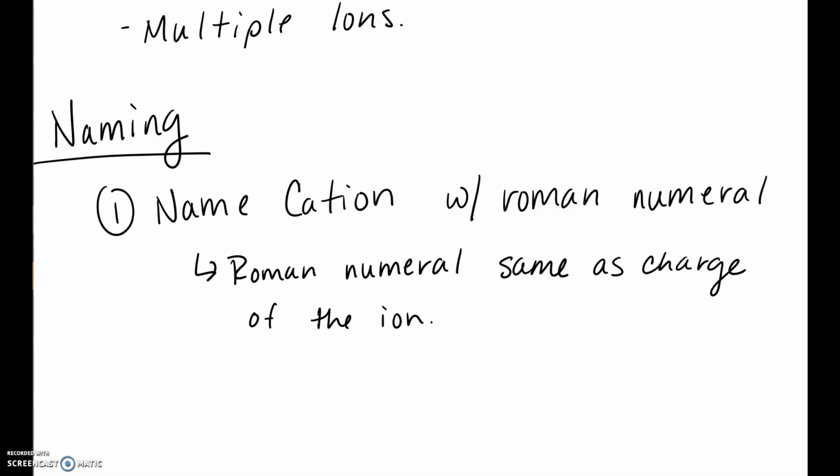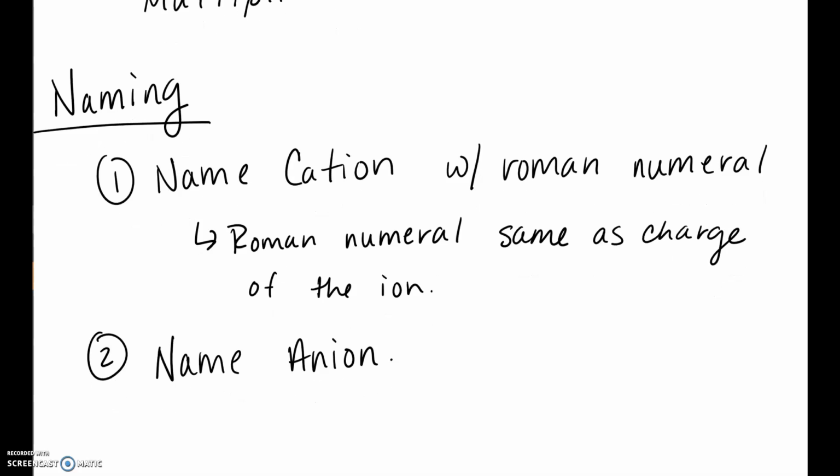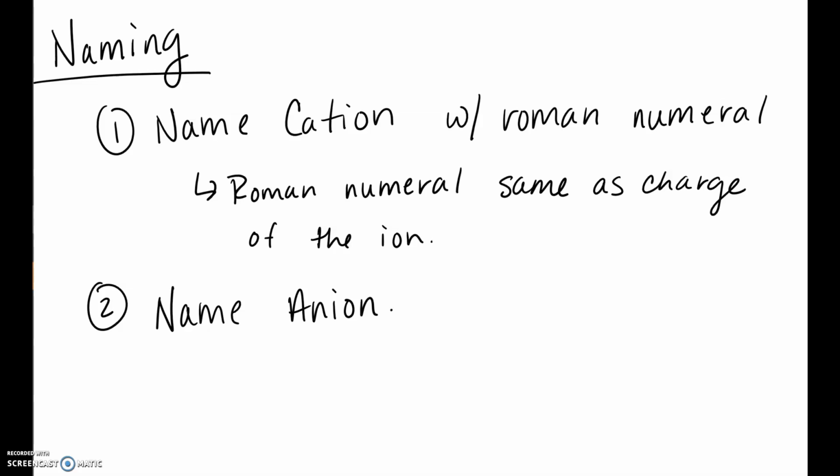After you name the cation, you name the anion. So we name the cation and you name the anion. In this case, with transition metals that form ions with multiple charges, you need to represent the charge with a Roman numeral.